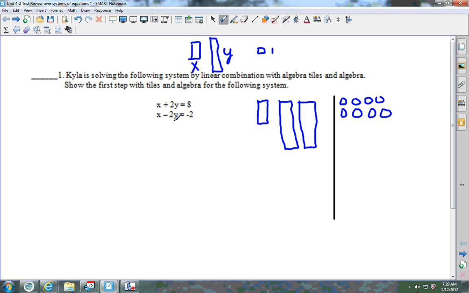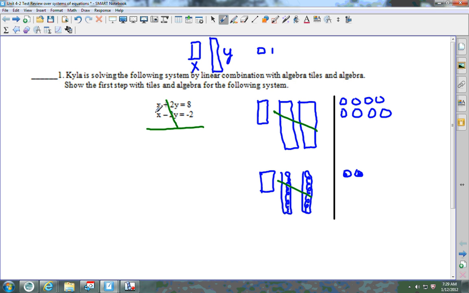The next one right here says X minus 2Y equals negative 2. Let me color those in. Now what I'm going to do, I'm going to eliminate. See right here we have 2y minus 2y. Those are those 0 pairs right here, and this cancels out.